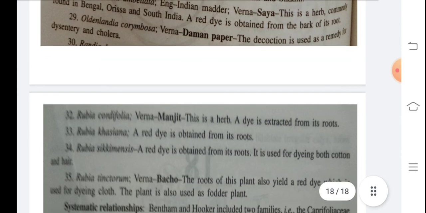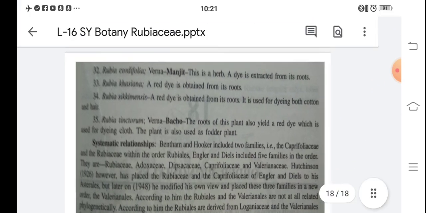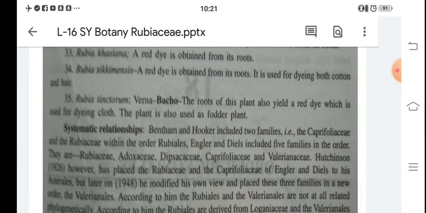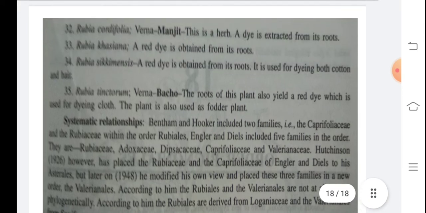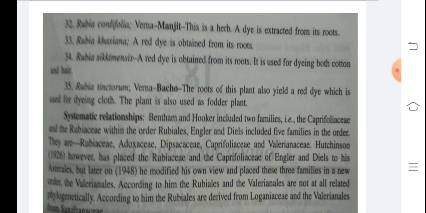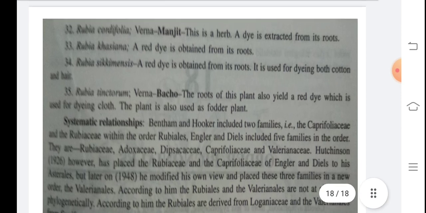So we remember one or two or three, right? Then Rubia sikkimensis, Rubia tinctorum. Rubia in Marathi is called manjistha. So all these characters are there. The systematic relationship of this family to other families, similar characters and different characters, we have to consider. So we remember this family Rubiaceae.